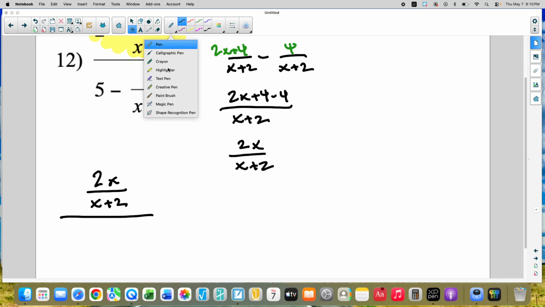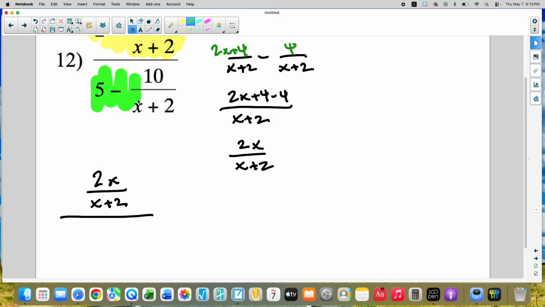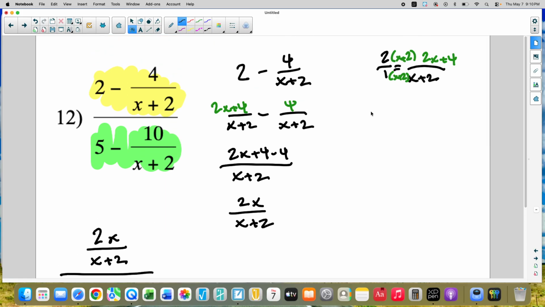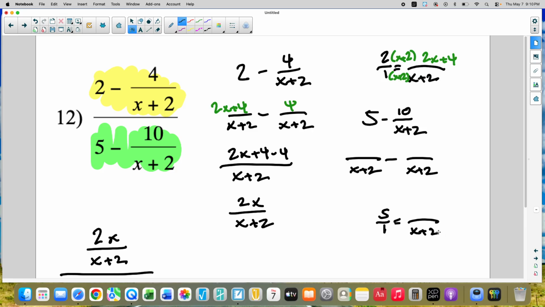Now we can do the denominator. We can do this one. We have 5 minus 10 over x plus 2. X plus 2 is the common denominator. And so we do equivalency. 5 over 1 equals what over x plus 2? We're going to multiply it by x plus 2. X plus 2 gives me 5x plus 10. So 5x plus 10 and 10 here.